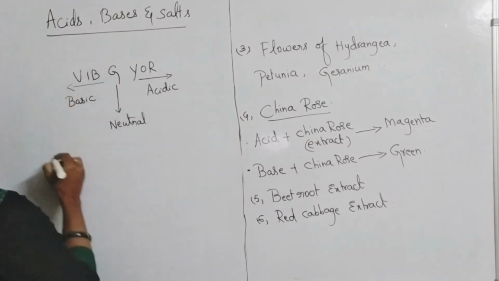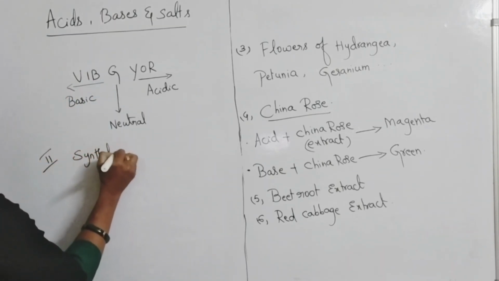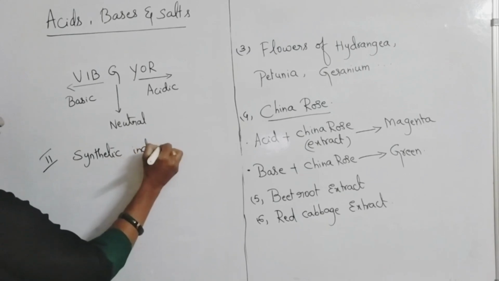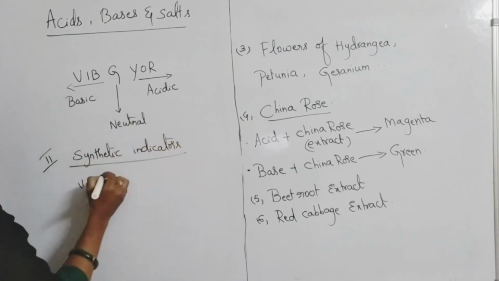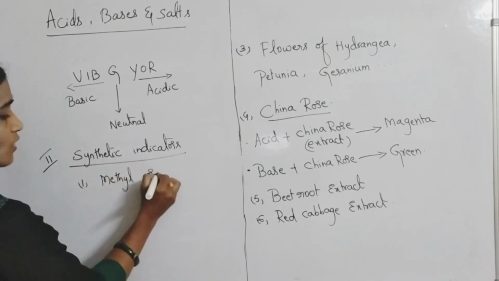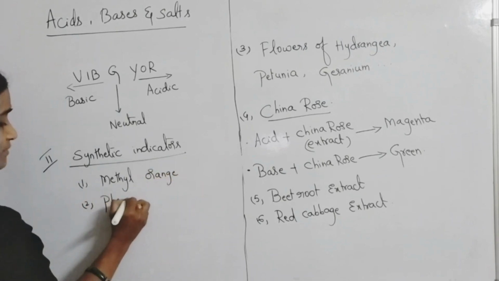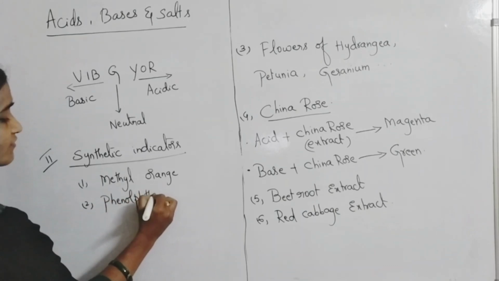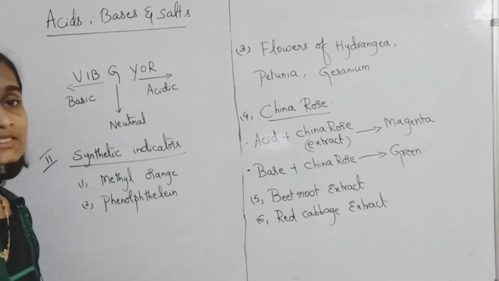And the second type you are going to learn about is synthetic indicators. We will be learning only 2 examples of synthetic indicators, which are prepared in laboratories. The first one is methyl orange, and the second one is phenolphthalein. These 2 are synthetic indicators. You have learnt about these 2 in your lower classes.